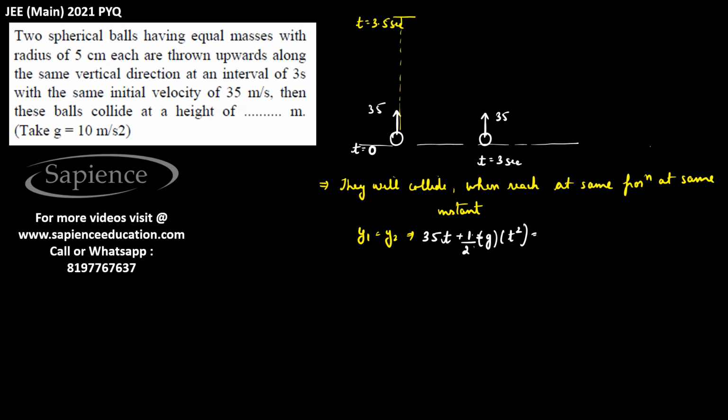While in the other case, the initial velocity is 35 and the time is t minus 3, because this ball has been thrown after 3 seconds. So we write 35 into t minus 3, plus half. Again the ball is going in an upward direction, so g will be taken as negative, minus g into the time taken, t minus 3, whole square. So when we solve this, 35t will cancel. We are left with minus 105.